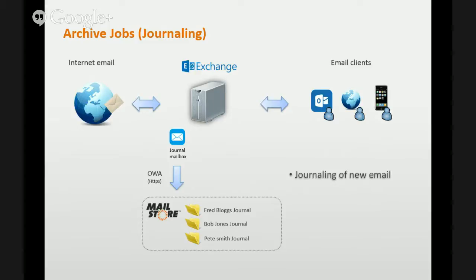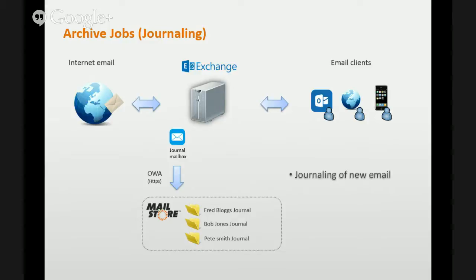So if an email is coming inbound and it's going to a user Fred on your network, then MailStore will pick up and think, oh, that's an inbound email for Fred, and put it into Fred's own archive. If it's going out from Fred, then it would pick up on the message and think, oh, that's Fred sending a message, and put it into Fred's outbound archive.